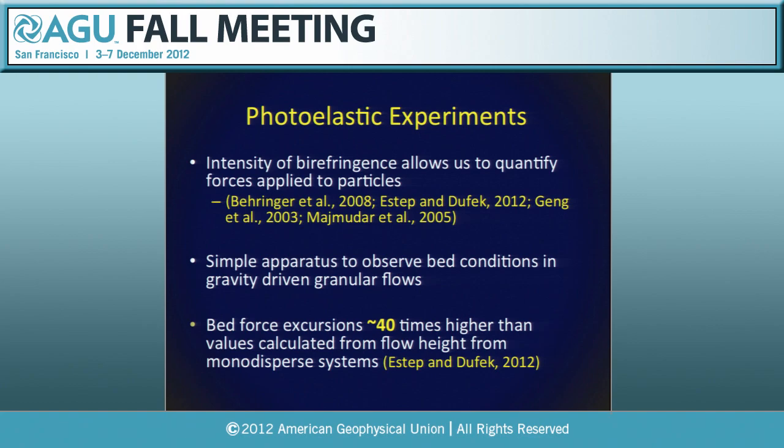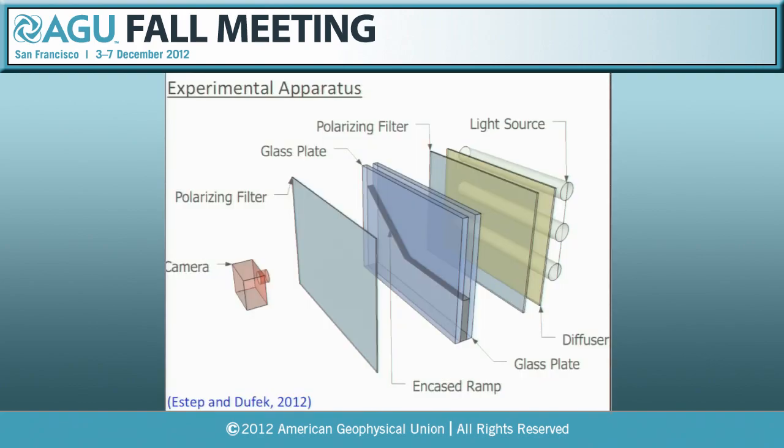Now, I want to just note here that when I talk about a value calculated from the flow height, or an expected bed force, I'm referring to bed forces that are generated in a continuum sense, and I use that as a baseline comparison to the values that we measure from the force chain activity. So here's a little schematic of the experimental apparatus, and basically you have the two-dimensional ramp configuration here between two glass plates, cross-polarizing filters to polarize the light source behind the apparatus, and all this is captured on a high-speed camera.